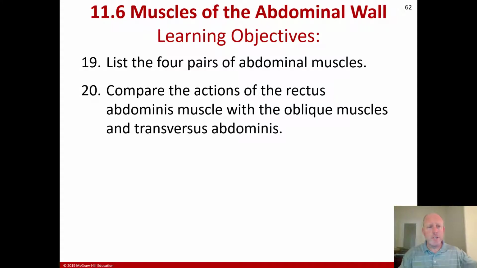We're now talking about section 6 of chapter 11 on muscles of the axial and appendicular skeleton. We're now covering the muscles of the abdominal wall. We should be able to, after completing this section, list the 4 pairs of abdominal muscles, compare the actions of the rectus abdominis muscle with the oblique muscles and the transverse abdominis.